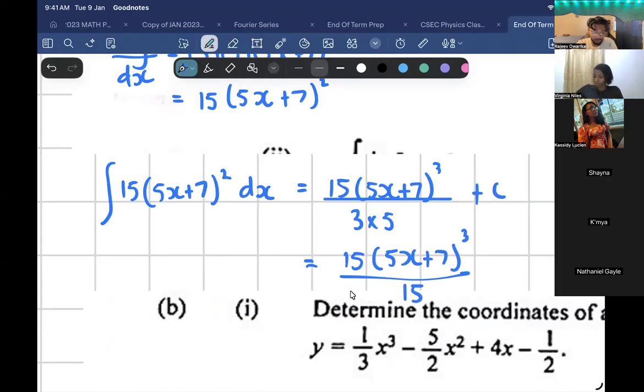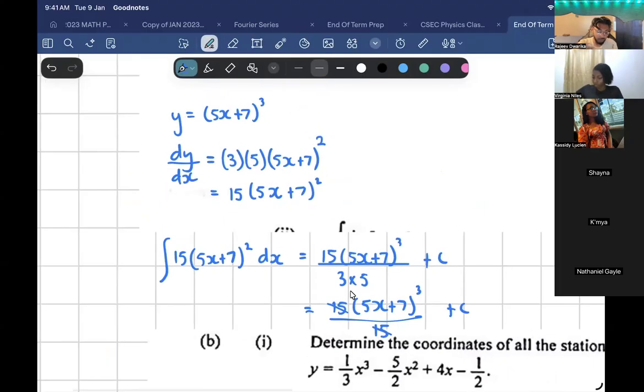What happened there? The 5s would cancel, to give you back the original thing. Right. So anytime I forget how to do this in the exam, all I do is look at an example with chain rule and just reverse it, because integration is just a reverse process.